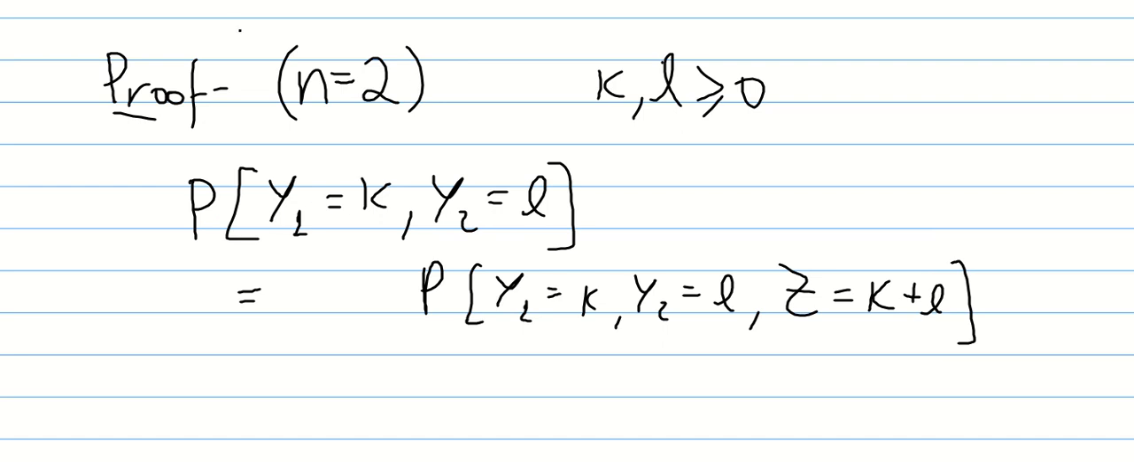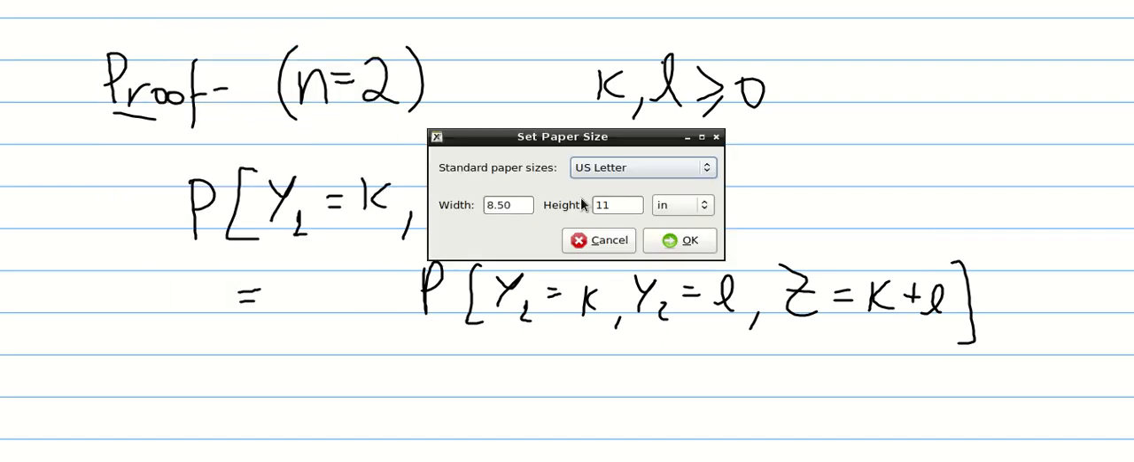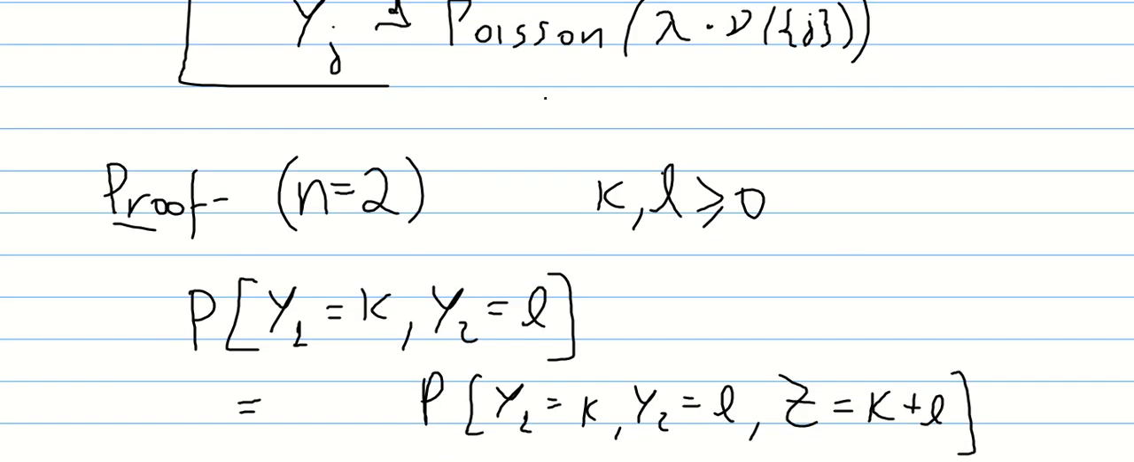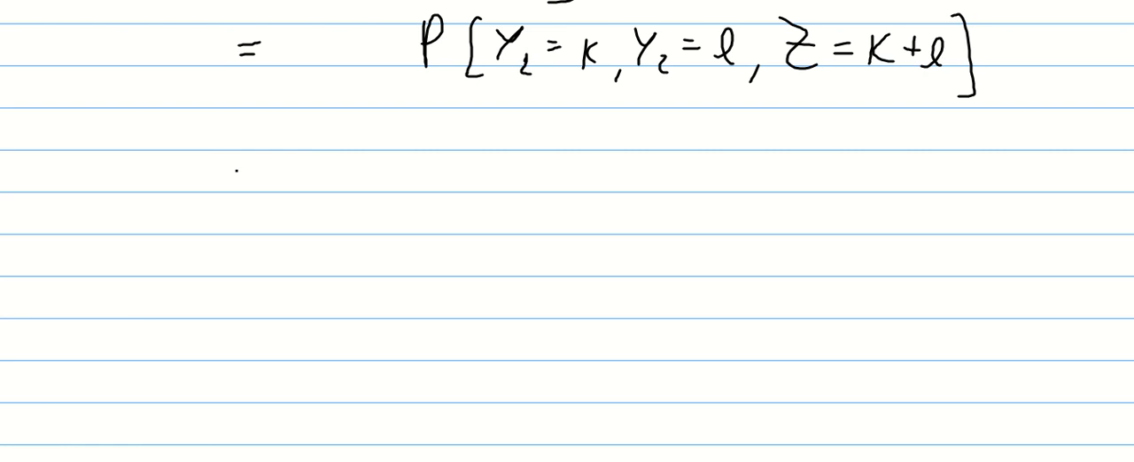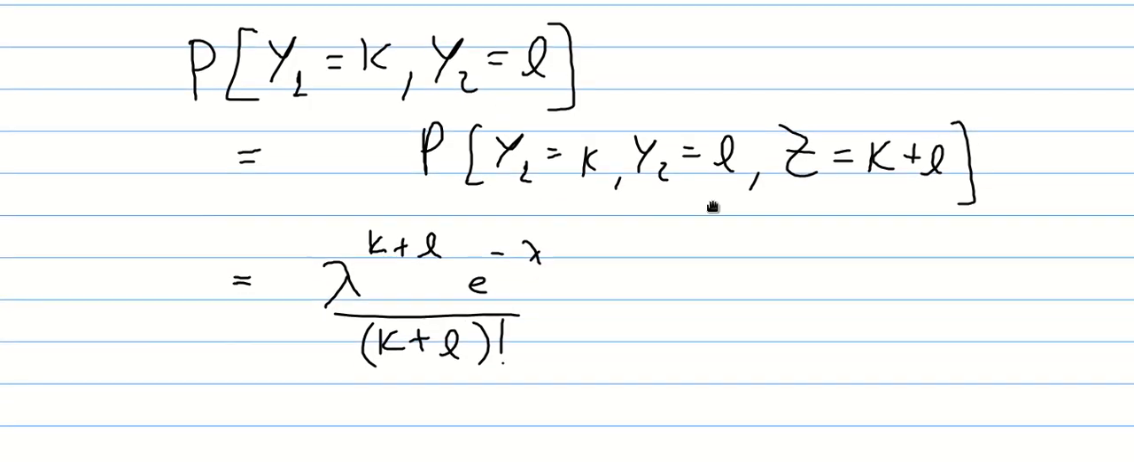Okay, so let me just increase the size of the canvas here. So this will give us, since z has a Poisson distribution, lambda to the k plus l, e to the minus lambda, over k plus l factorial. Now, given that z is equal to this number, the y's are independent of z.